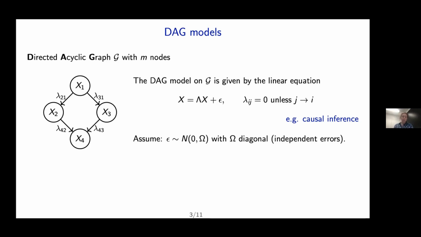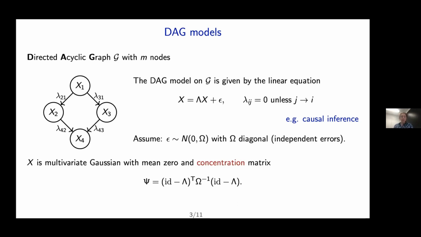Okay, so in this case, the random vector x, so x1, x2, x3, x4, is a multivariate Gaussian whose mean is 0 and whose concentration, or the inverse of the covariance matrix, has this form. It can be written in terms of the matrix lambda that gave the weights of how the different variables are related, and a diagonal matrix omega.